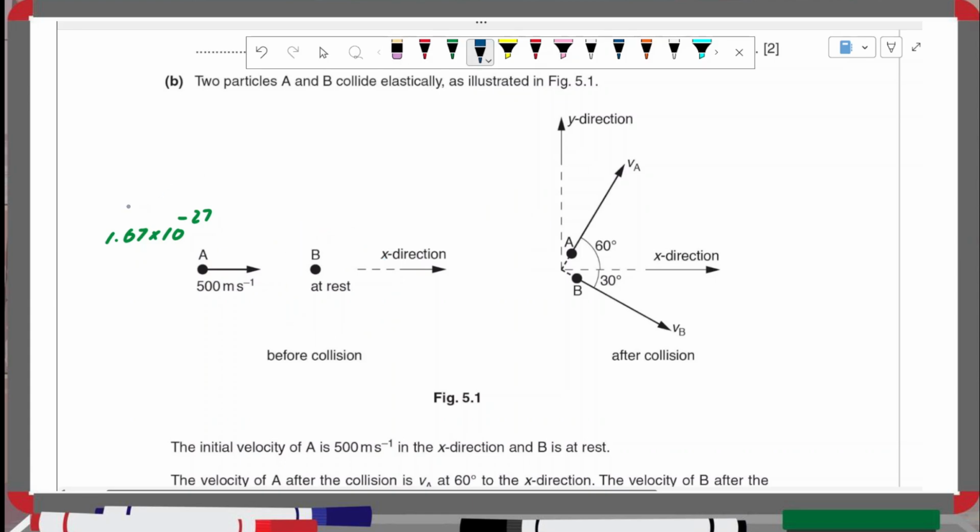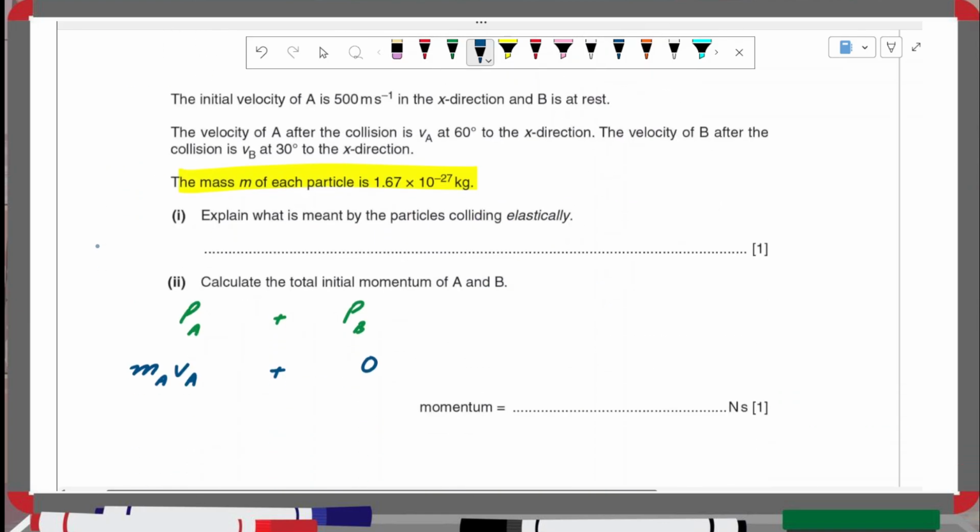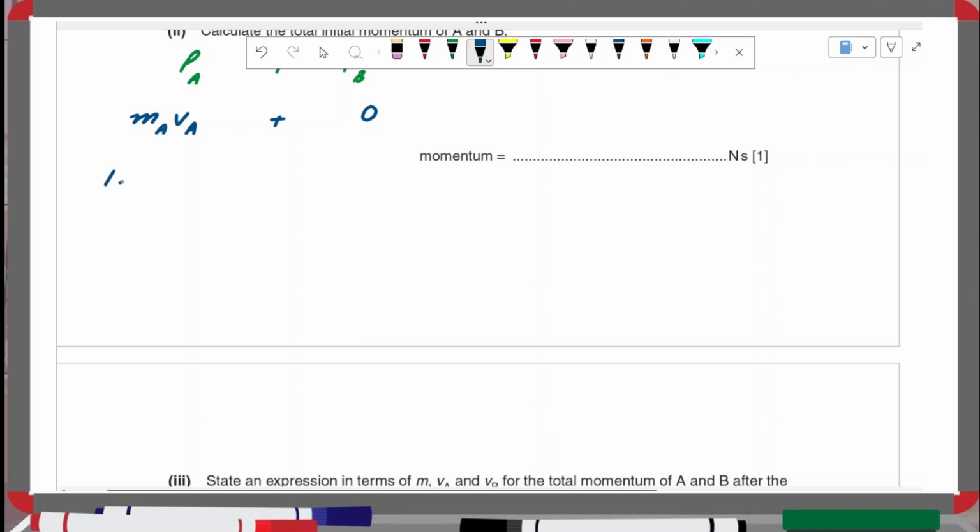But what is the momentum of A? This is the value of mass, this is the value of speed. Just multiply these two. Someone please turn on the calculator. We'll be needing that times 500. 500 meters per second is the speed. So what do we get for the first part?